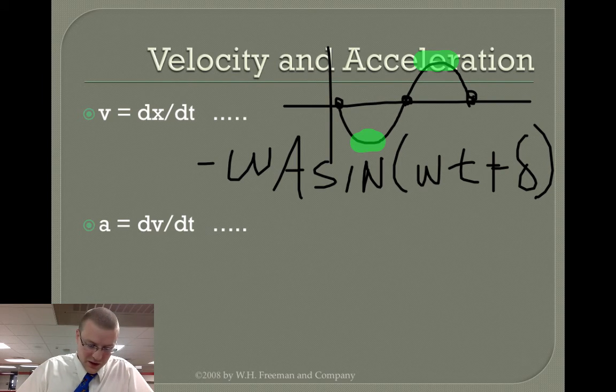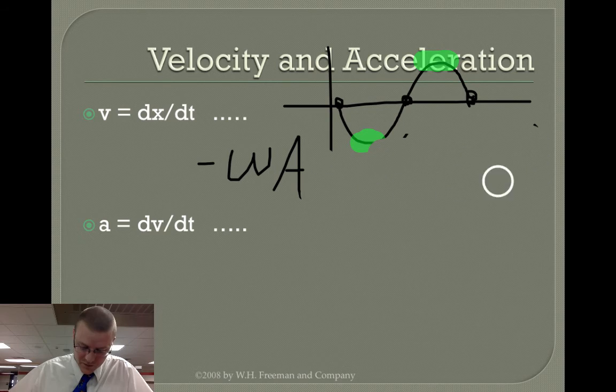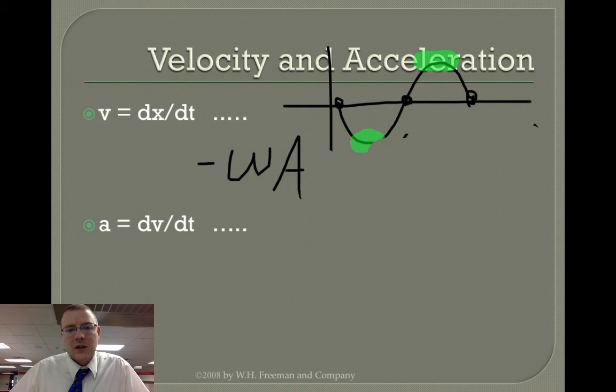So that means that the maximum velocity of an object in simple harmonic motion is omega times the amplitude. So if you know the angular frequency and you know how far away it is from equilibrium, the amplitude, you've got your maximum speed. And those maximum speeds, remember, occur at equilibrium. So that's a cool thing.